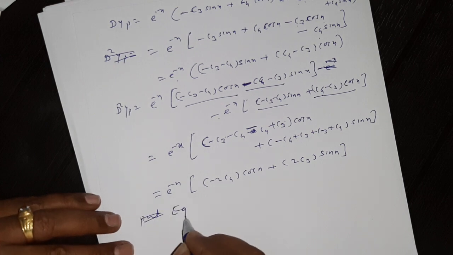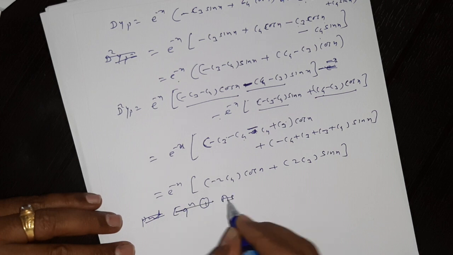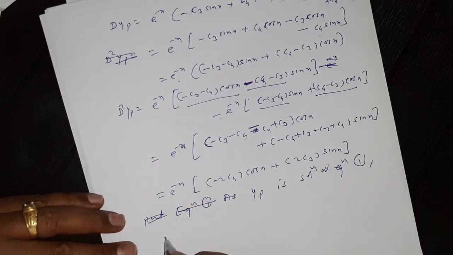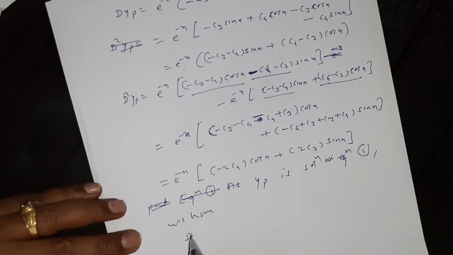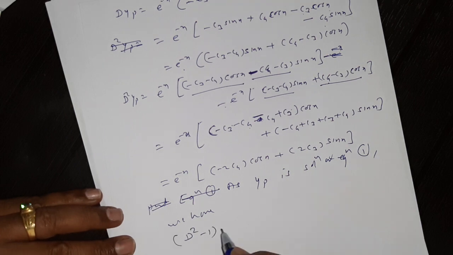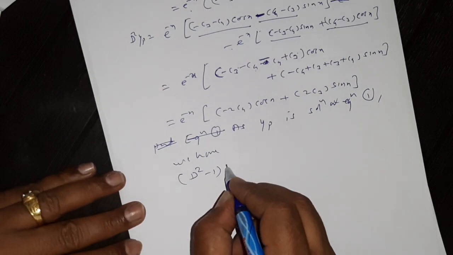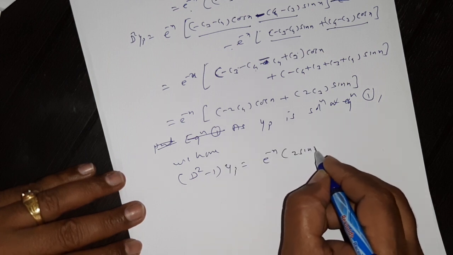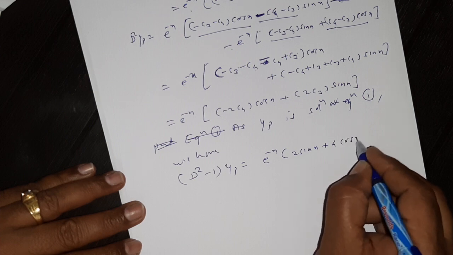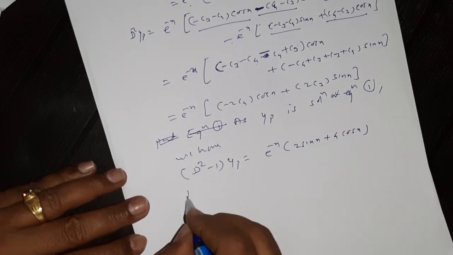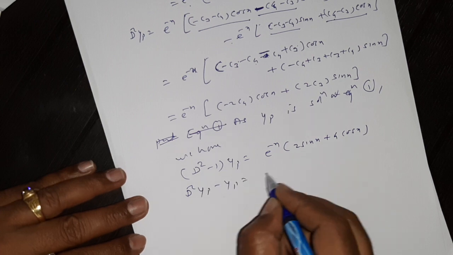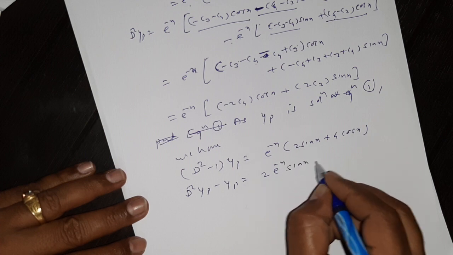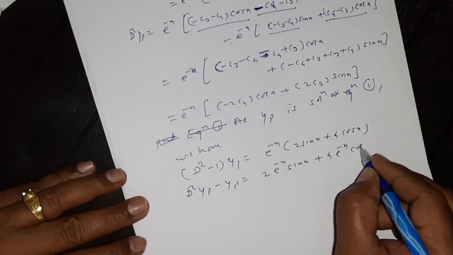Then equation 1, as yp is the solution of equation 1. And so we have equation 1, D square minus 1, yp is equal to e raised to minus x (2 sin x plus 4 cos x). Equation 1 is satisfied by yp. That is, D square yp minus yp is equal to 2 e raised to minus x sin x plus 4 e raised to minus x cos x.